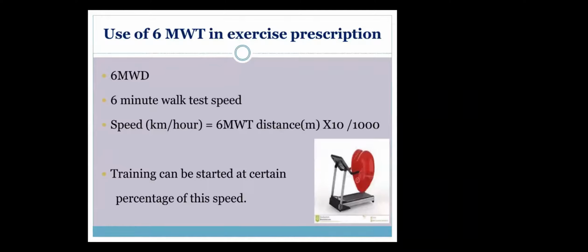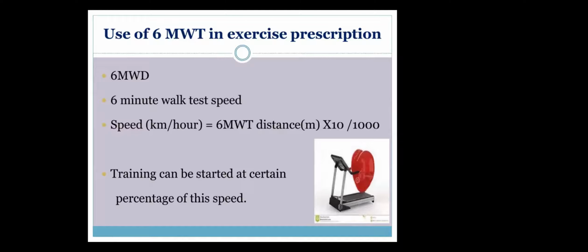which is what you will get after performing a 6-minute walk test, into 10, multiplied by 1000. That will give you the speed in kilometers per hour. Training can then be started at a specific percentage, say 50 to 60% of this speed, and then it can be gradually progressed.